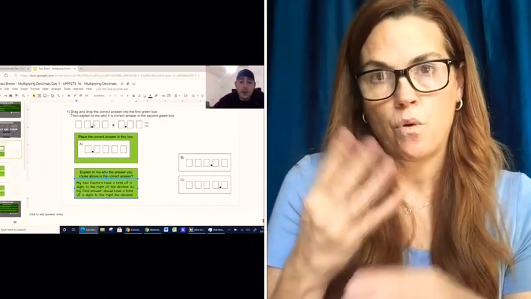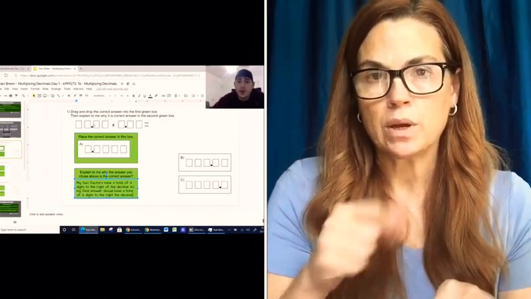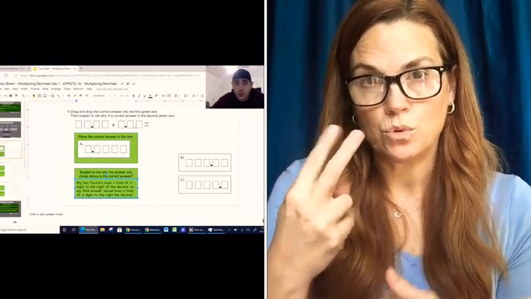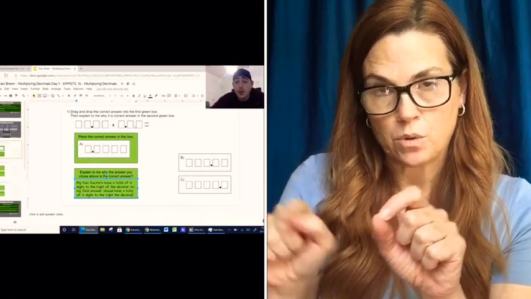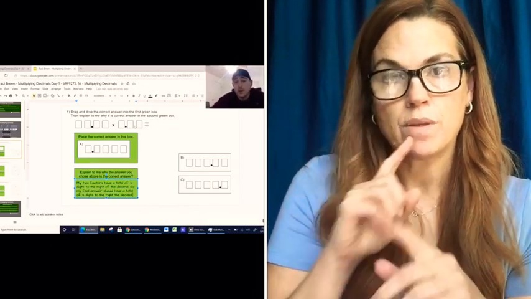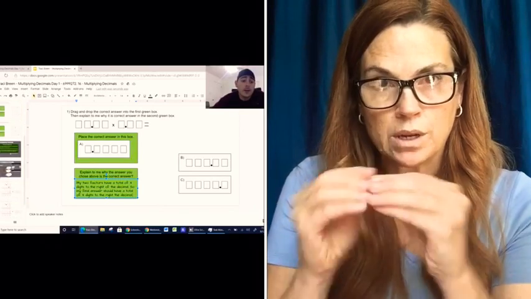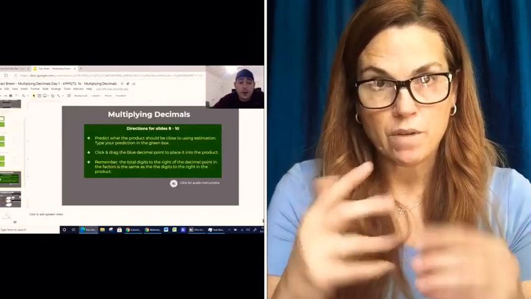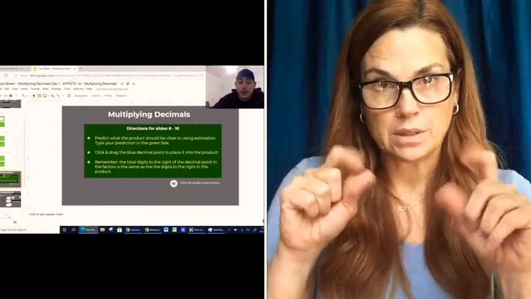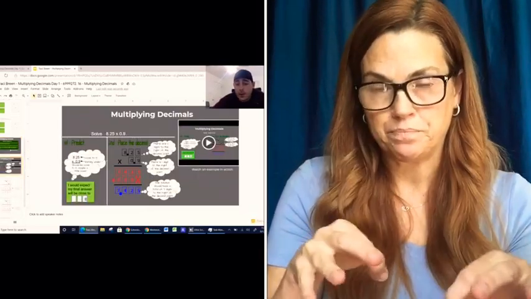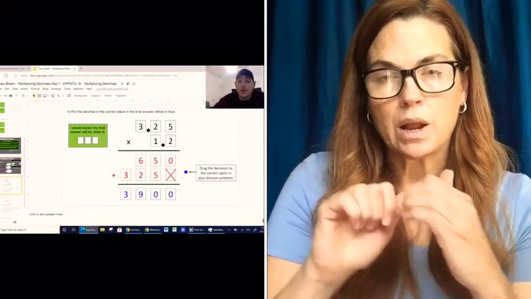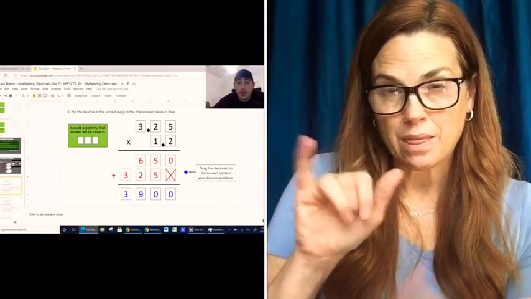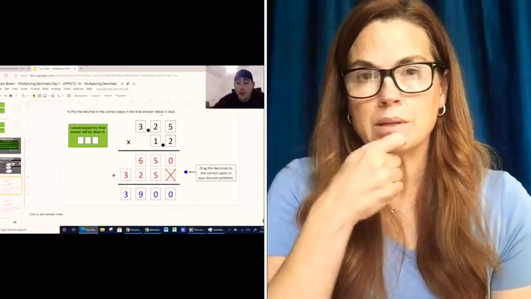Or you could say something like, my first factor has 2 digits to the right of my decimal, and then my second factor has 2 digits to the right of the decimal, and so 2 plus 2 is 4, so my final answer should have 4 digits to the right of the decimal. So once you finish the next two slides, 4 and 5, then you're going to go to slide 6, and slide 6 as well as slide 7 are some more instructions on how to do slide 8. So slide 8 says put the decimal in the correct place in the final answer below in blue.